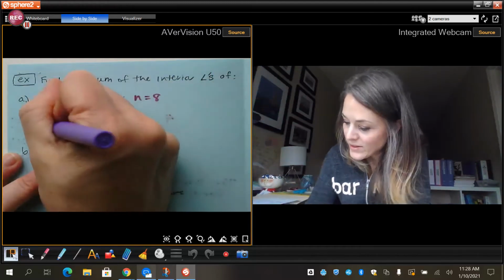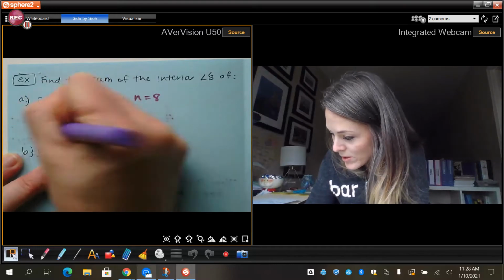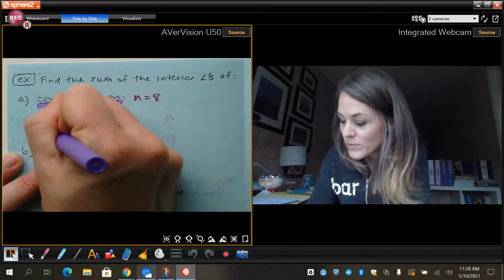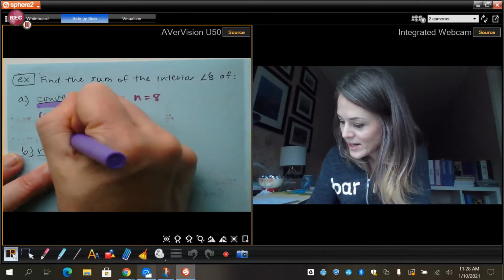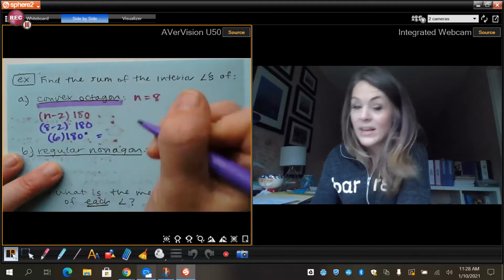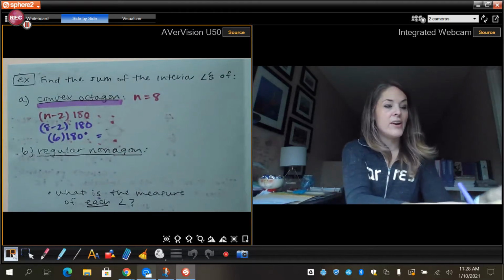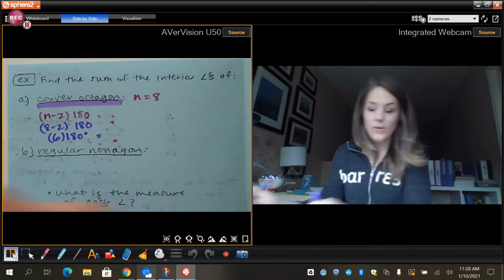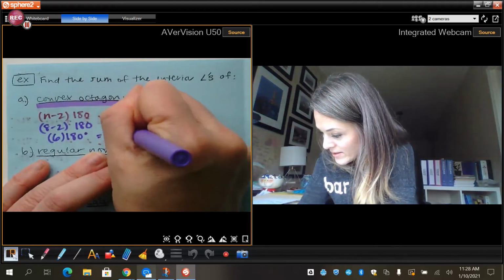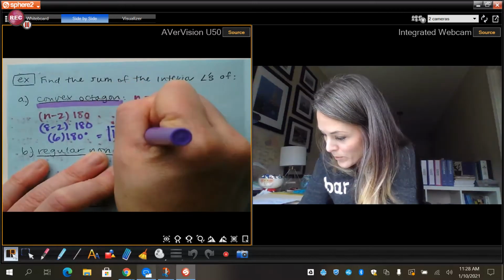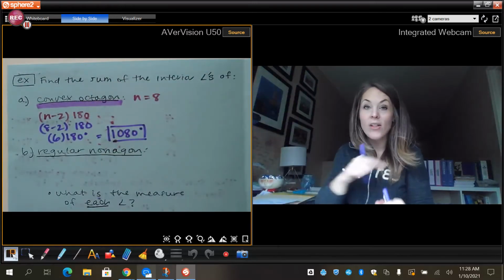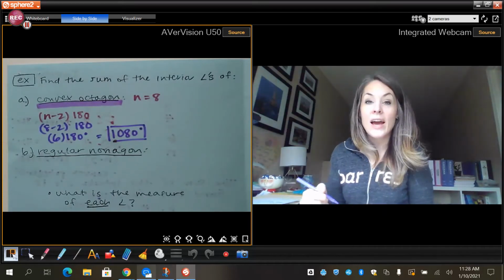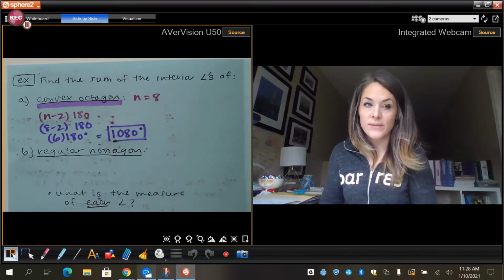Where n is 8, so this is going to be 8 minus 2 times 180, which means there are 6 triangles in an octagon. So 6 times 180 degrees, and I would do this on a calculator, is 1,080 degrees. So no matter what the octagon looks like, as long as it's convex, all 8 of those angles are going to add up to 1,080 degrees.